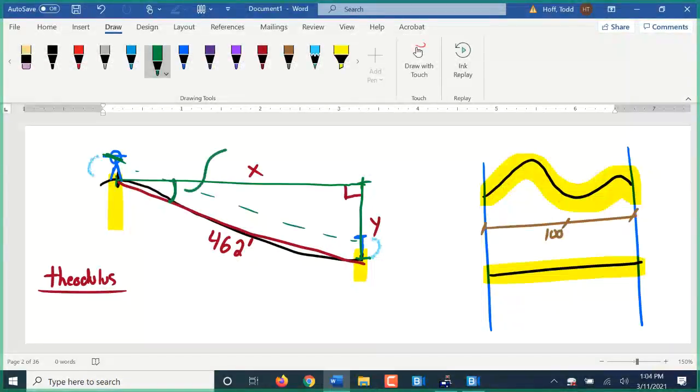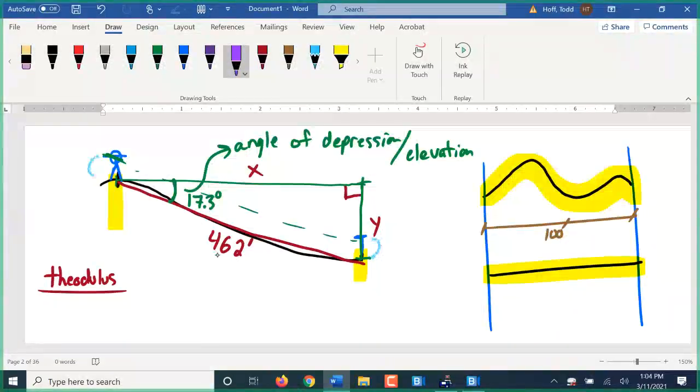And that'll tell you what this angle is. That angle here would actually be called an angle of depression because we are looking downhill. If we're at the bottom of the hill looking up, it would be called an angle of elevation because we're looking uphill. Angle of depression and angle of elevation really are measuring exactly the same thing. It's just depending on whether you're measuring it from the top looking down or from the bottom looking up. So let's say that we measure that angle and it comes out to be 17.3 degrees.